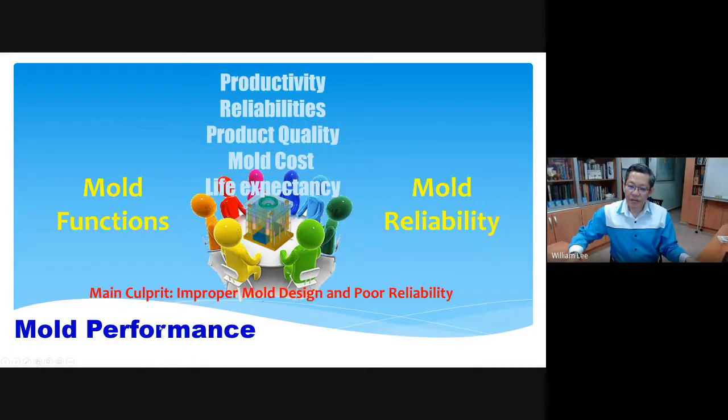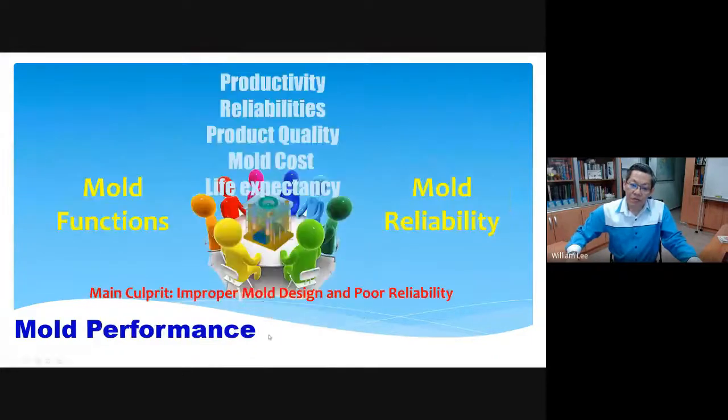From this factor, the main culprit is usually improper mold design and poor reliability. Poor reliability means that it doesn't last longer. Sometimes a new mold may have no problem, but after using it for some time, it becomes an old mold, then the issues start to occur. You have many rejected parts later because of the reliability issue.